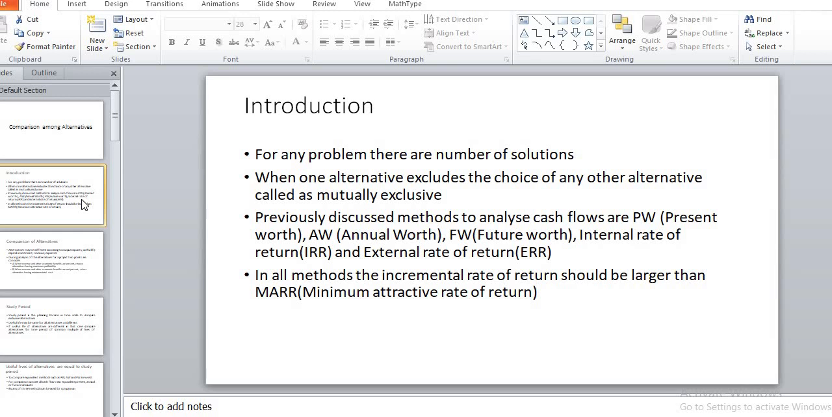When that alternative excludes the choice of the other, that particular project we call mutually exclusive. For the comparison we use different methods: present worth and annual worth, which we studied in the previous topics. They are compared with the MARR value, the minimum attractive rate of return, which was also discussed in the previous topics.